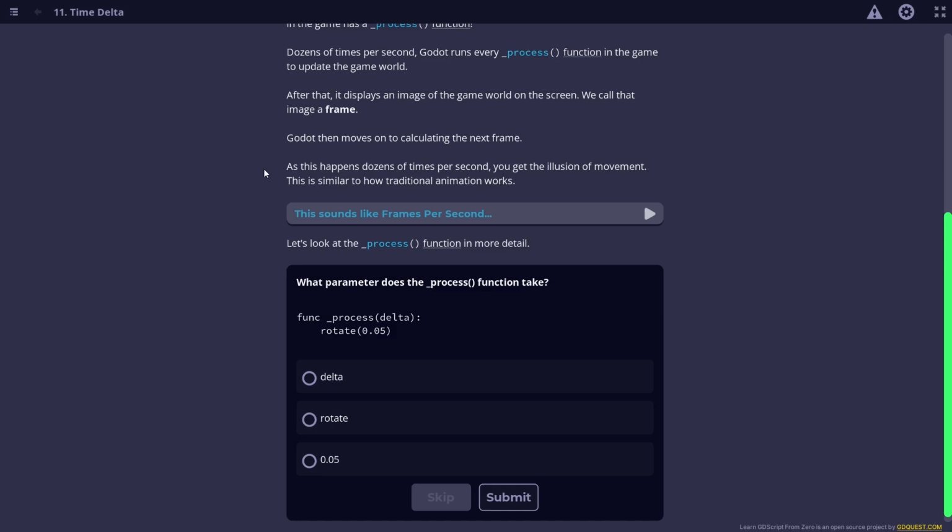As this happens dozens of times per second, we get the illusion of movement. It's similar to how traditional animation works. Even look at the mouse pointer. Those are frames per second. Whatever I have the frames per second set at, that's why there's this disjunction. You can see there's definitely space in between the images of the pointer as they're being displayed across the screen.